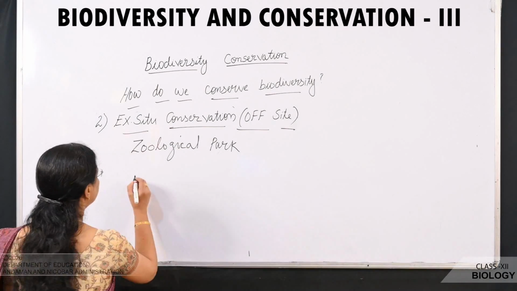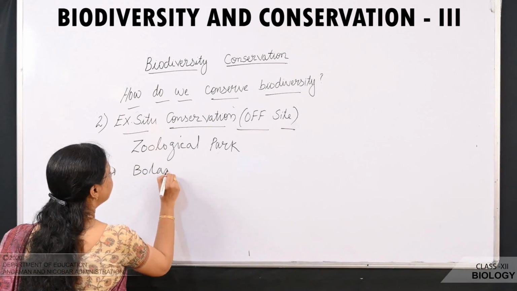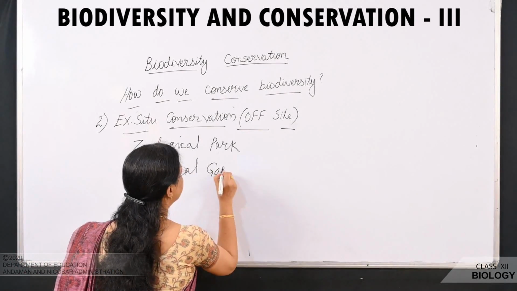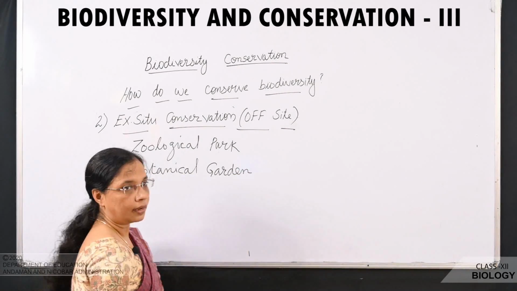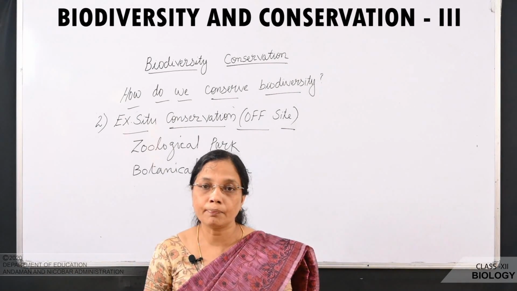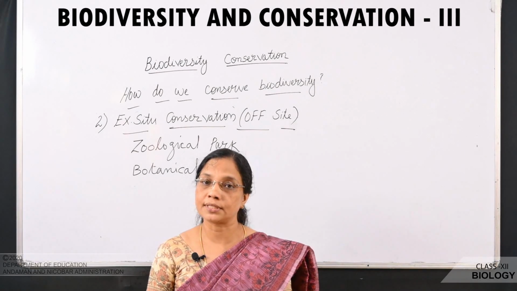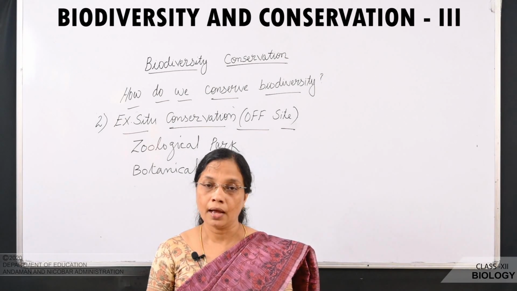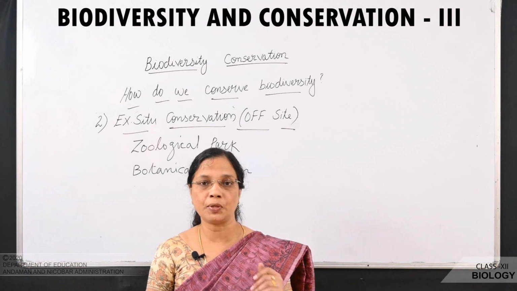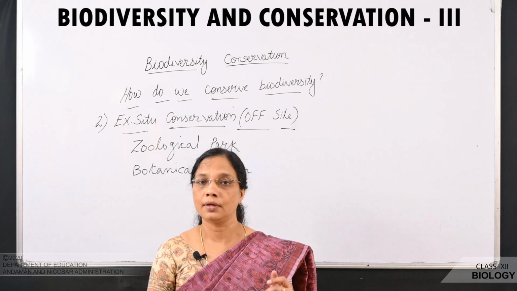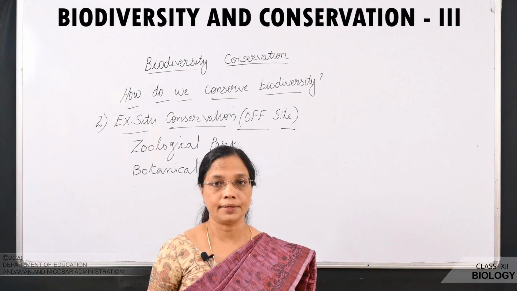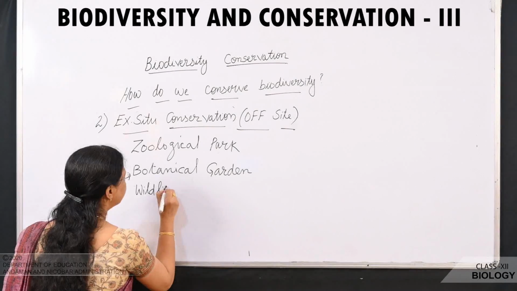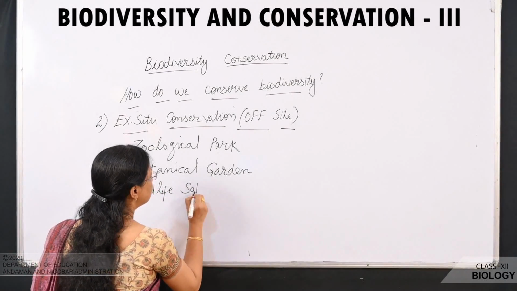Next is Botanical Garden. In a botanical garden, living plants are conserved. Here also visitors are allowed to see different varieties of species of plants. Here you can see different threatened species and endangered species of plants. Next is Wildlife Safari.